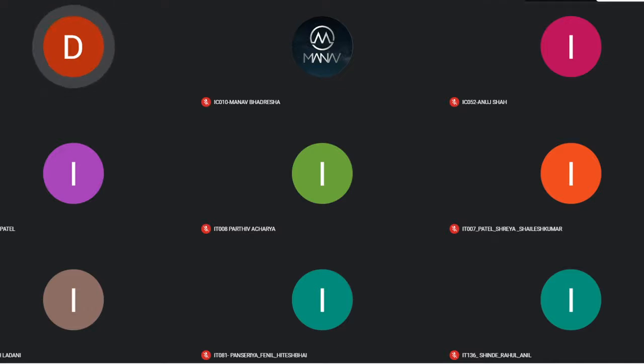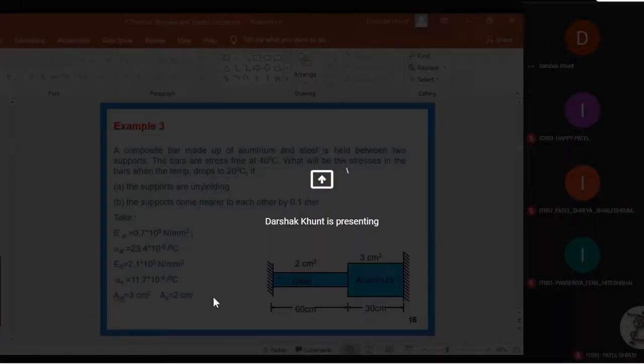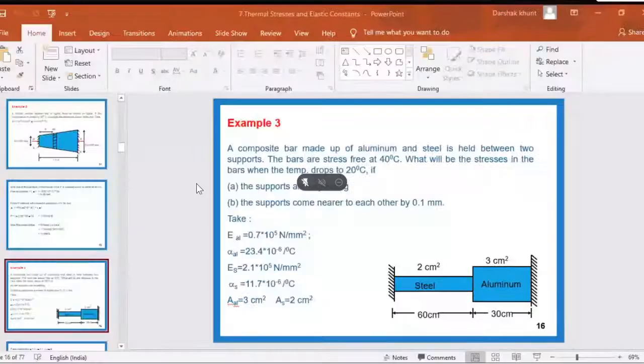Consider one more example. Okay. So here a composite bar is given. Composite bar means these two bars are connected in series. So if you require the expansion of one bar, it produces forces on the other bar. Using these relations, we find out their stresses. This is the concept of the composite bar.